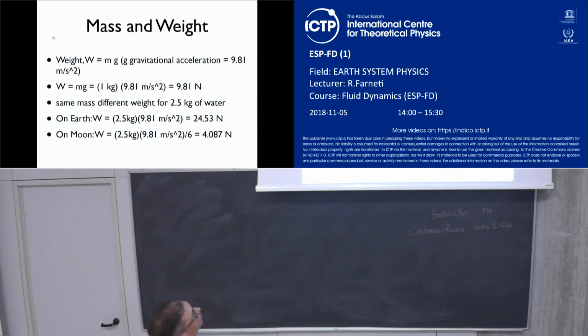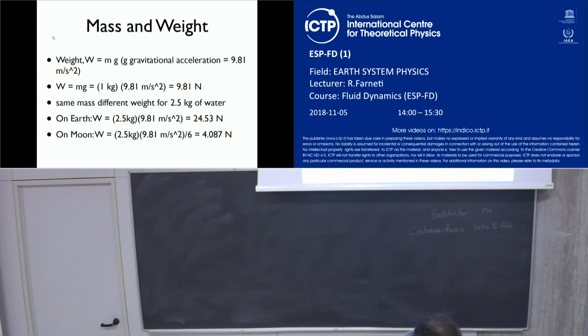Mass and weight. Weight is mass times gravitational acceleration. So the weight, for example, of 1 kilogram of mass is 9.81 Newtons. For the same mass, you can have different weights. That's pretty obvious. For example, you go to the moon, your weight is not the same as the weight that you have here on Earth, because gravity is much smaller than here.